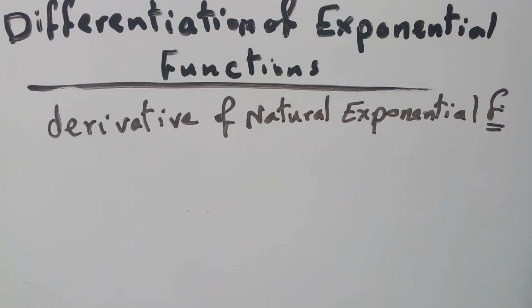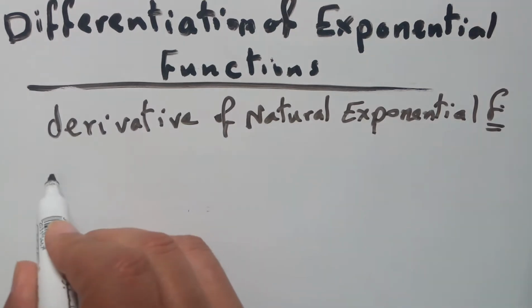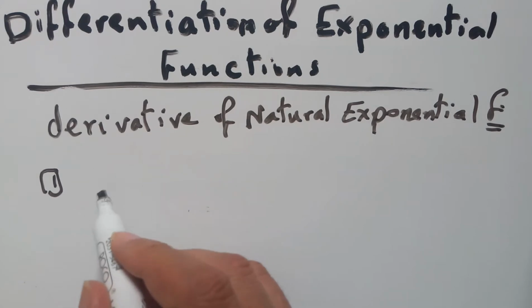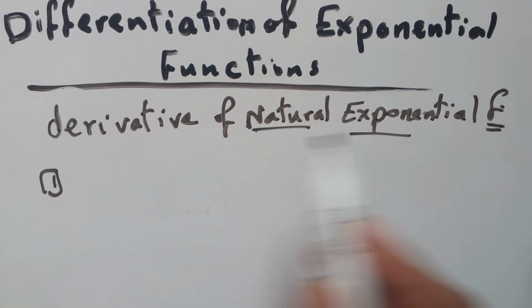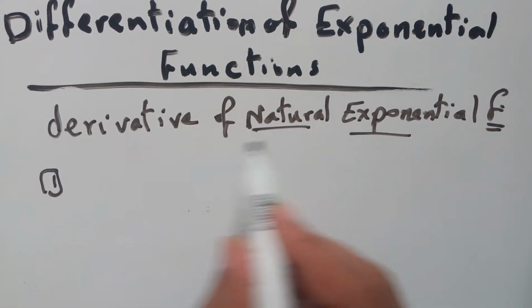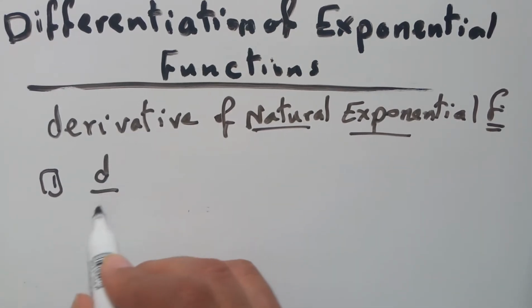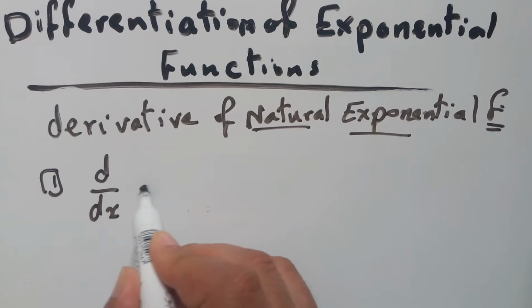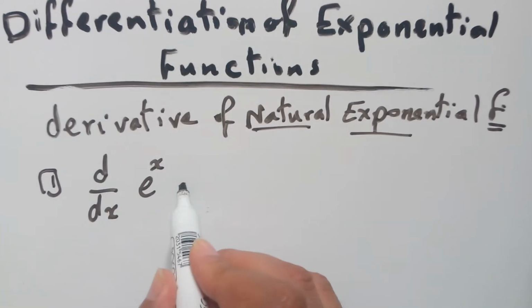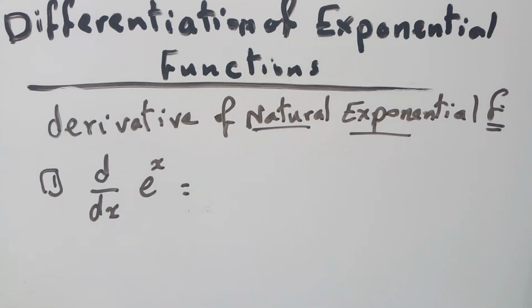Hello everybody. Now I would like to talk about how to find the derivative of natural exponential function. This is related to the differentiation of exponential function. If you have a function with the natural exponent, like you would like to get the derivative for e to the power x, it will be e to the power x itself.